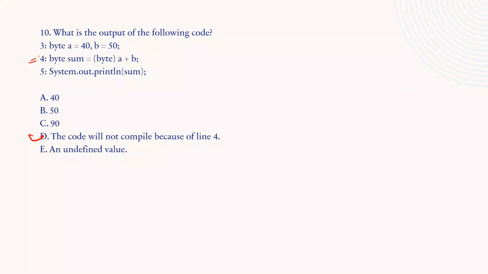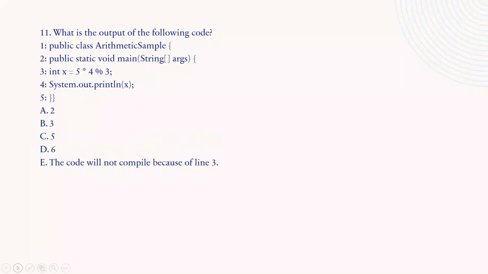Then the value there is 90, for 50 plus 40 is 90. The value is an int and cannot be assigned to the byte sum without an explicit cast. So the code does not compile, because we are trying to cast a to a byte. If we do this, then it will not throw a compiler error, right? That is why the code will not compile because of this line, because it is automatically promoted to an int and we cannot store an int in a byte, right? Because byte is smaller than int, and so on.